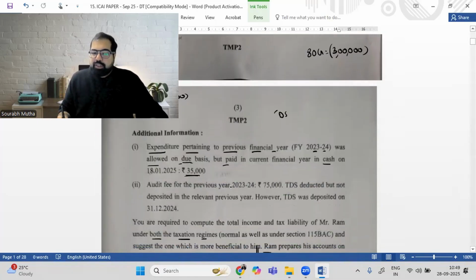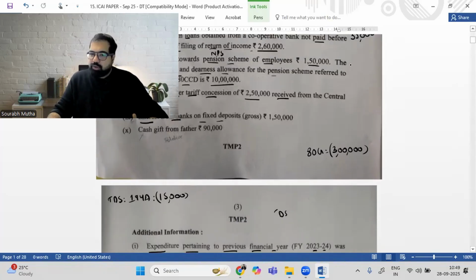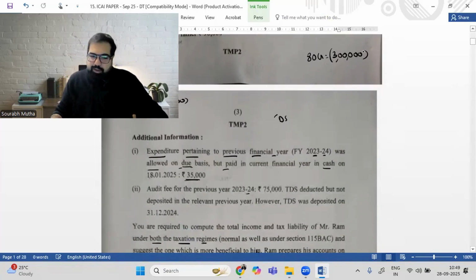Next, audit fees for the year 23-24. Last year's audit fee 75,000. TDS deducted but not deposited in the relevant previous year. So last year you would not have got 30% of this deduction. 75,000 into 30%, 22,500. But TDS was deposited in this year. So will you get the deduction now? Yes. So 22,500 I can minus as a deduction now. This looks like all the information.